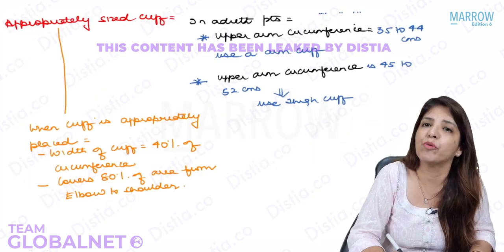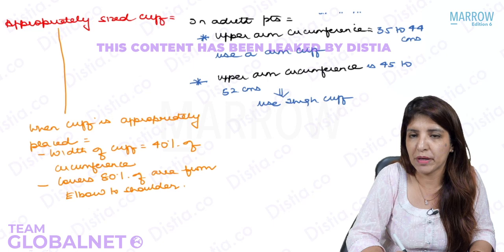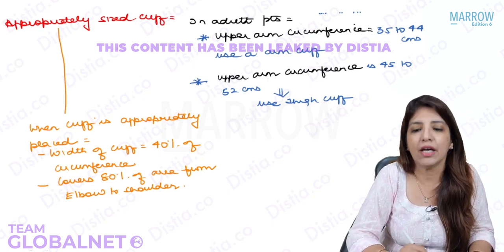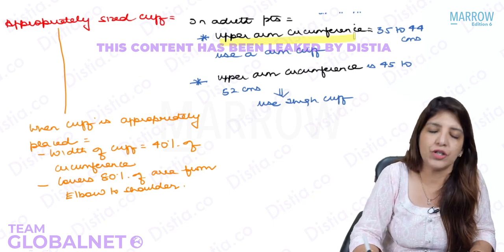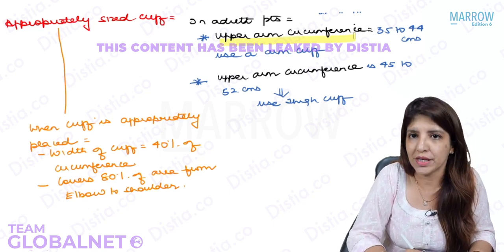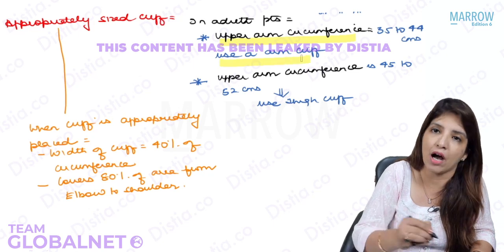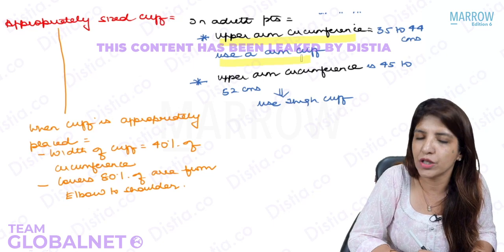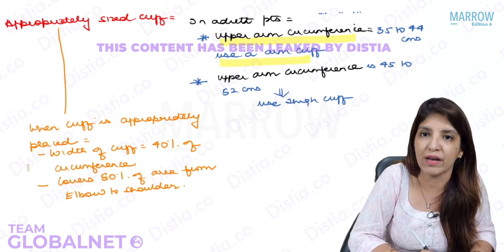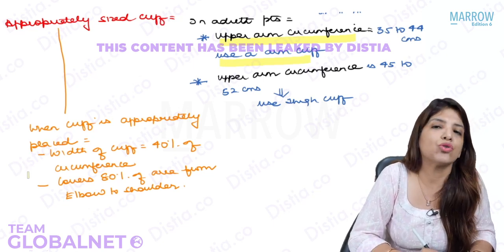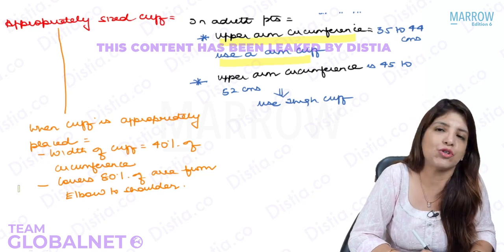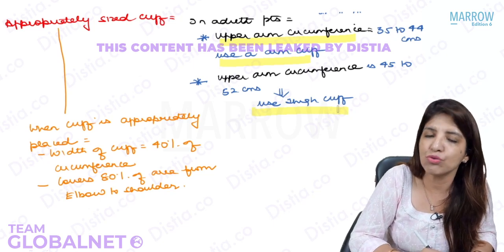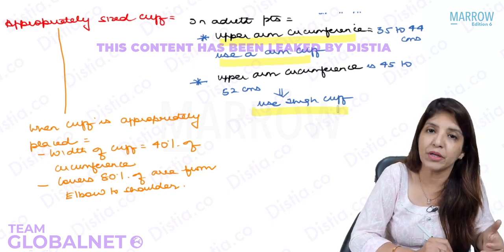Always use an appropriate size cuff for measuring BP. Now, how do you say that it is an appropriate size cuff? Please remember, if the upper arm circumference is less than 44 centimeters, then yes, you can use an arm cuff only. But in those obese females where the upper arm circumference is more than or equal to 45 centimeters, in that case, you should not be using an arm cuff, but you should be using a thigh cuff to measure their BP.